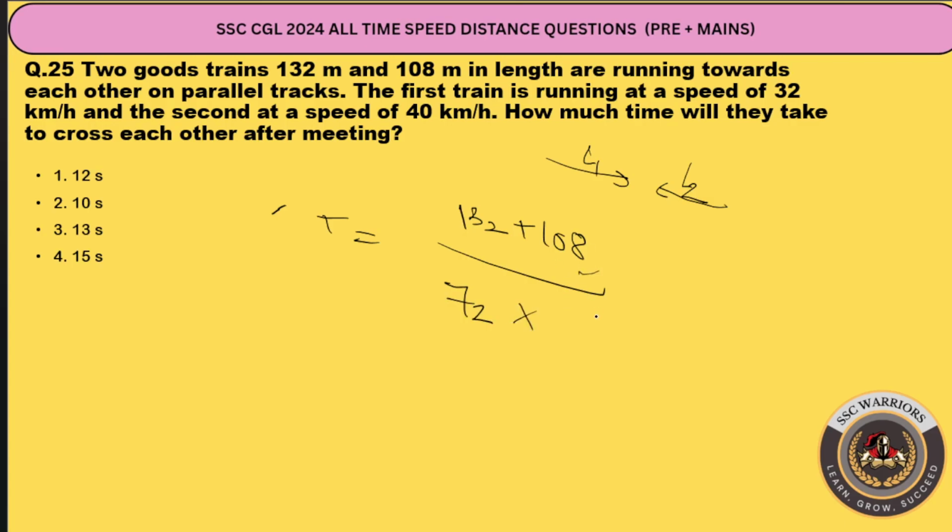Now in meters per second, multiply by 5 by 18. 72 times 5 by 18 is 20, and 240 divided by 20 is 12 seconds.